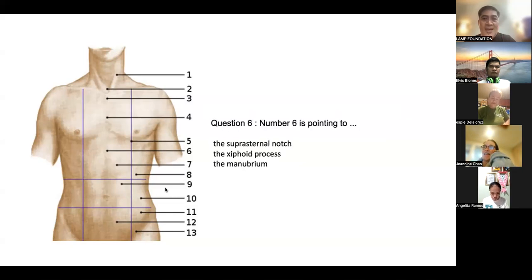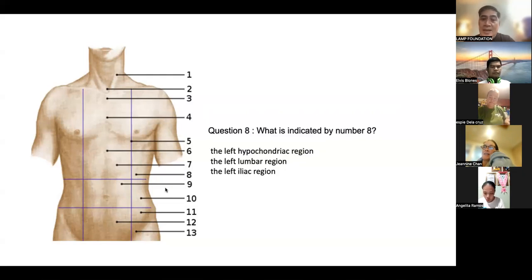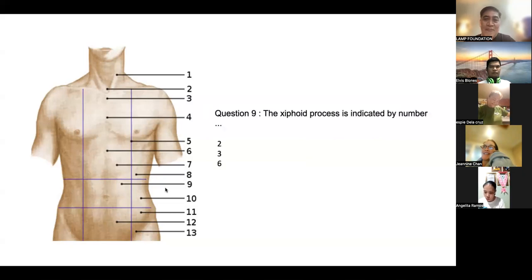Number 10. Number 6 is pointing to what? Xiphoid process. Which number is pointing to the left hypochondriac region? Number 8. What is indicated by number 8? The left hypochondriac region. Okay. The xiphoid process is indicated by number what?